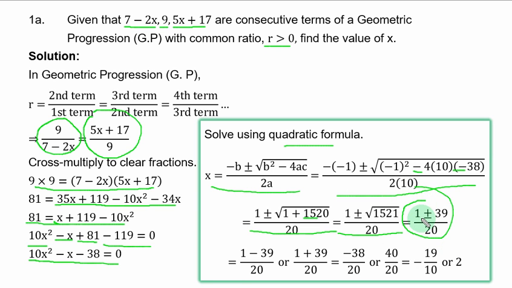Because of this plus or minus, you write this expression twice, starting with minus. So you have 1 minus 39 over 20, or 1 plus 39 over 20. If you subtract and add, you have this result. If you reduce, you have minus 19 over 10, or 2 as the value of s.